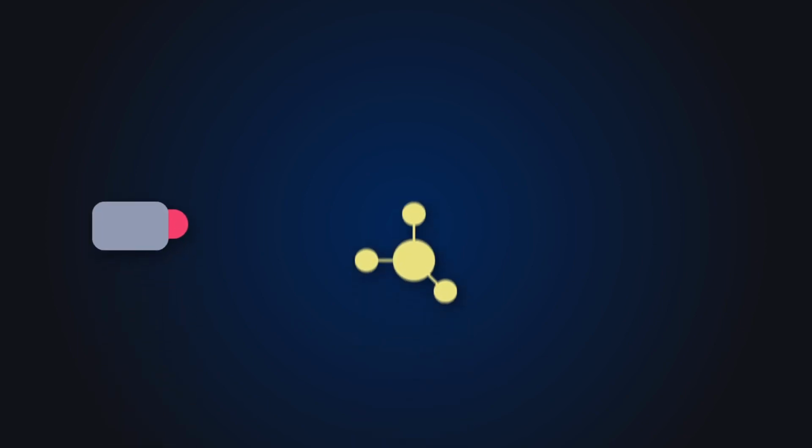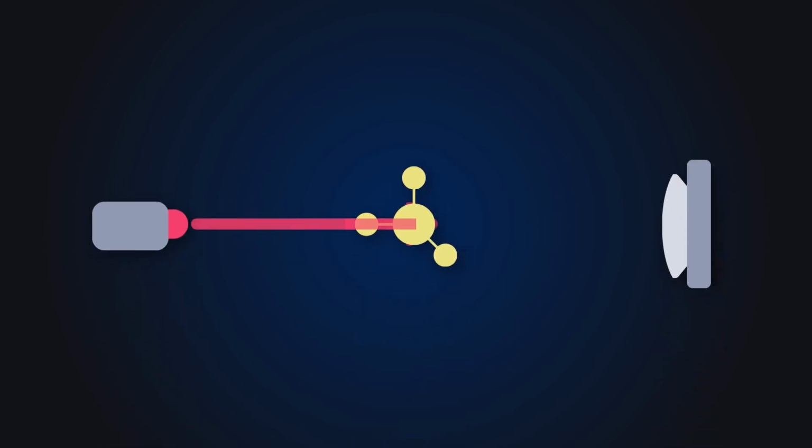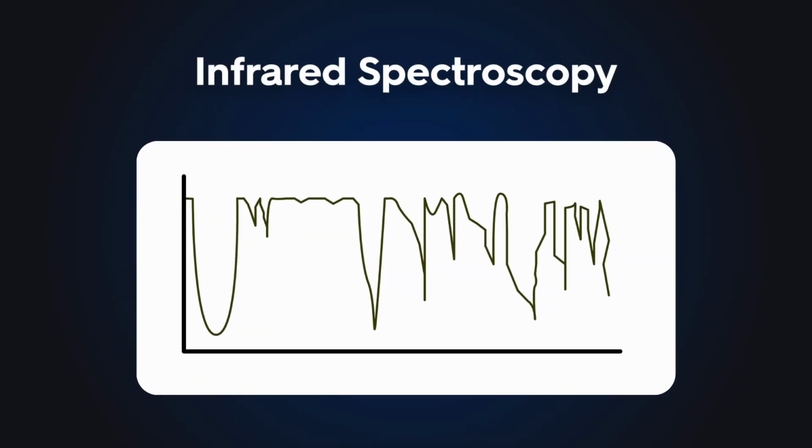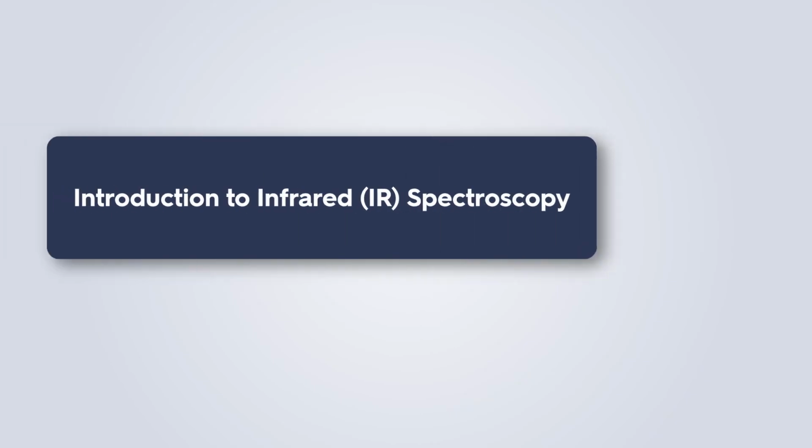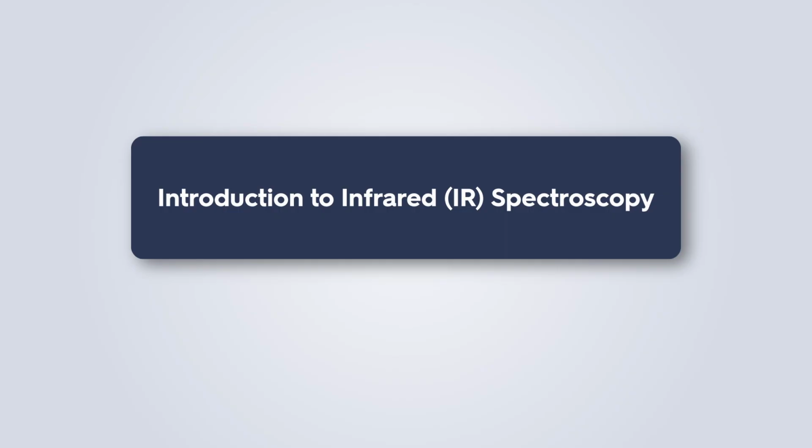What if shining light on a substance could tell you what it's made of? That idea has a name: infrared spectroscopy, a technique that uses light to learn about molecular structure. In this video, you'll learn what infrared spectroscopy is, how it works, and how chemists use it to identify chemical bonds in a molecule.